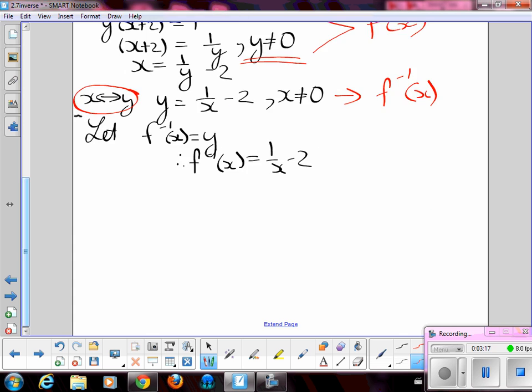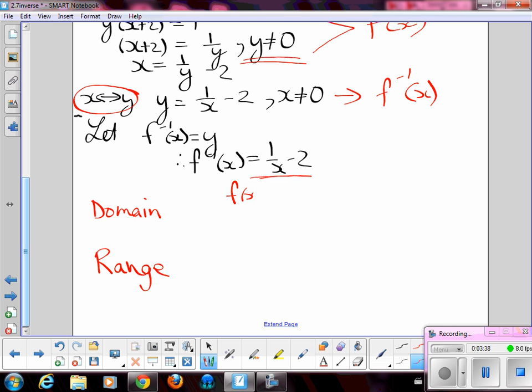Now, I don't know if you recognize, this has a parent function of the reciprocal function. So you're still creating a reciprocal function here. So this actually is a function, the inverse is. So let's look at the domain and range. We're just going to set up a little table here.